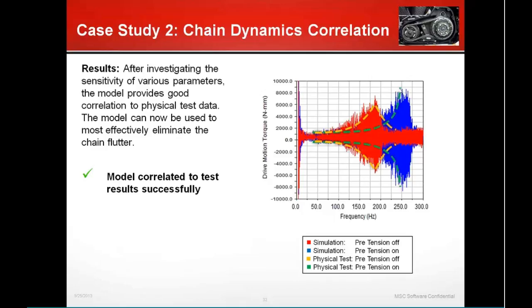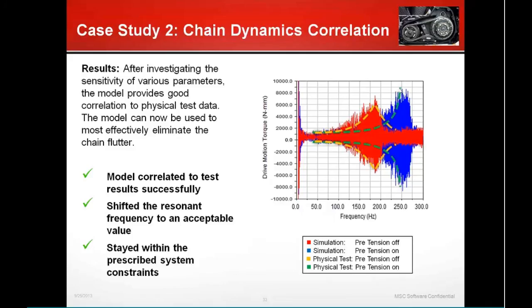Several benefits gained from this case study: first, we have a working model that correlates to the test results successfully. Secondly, we will be able to shift the resonance frequency to an accepted value, and that's what happened in that company after they used Adams Machinery. And also, we are able to stay within the prescribed system constraints, so not engineering a solution which we don't make in real life. So this is the second case study.